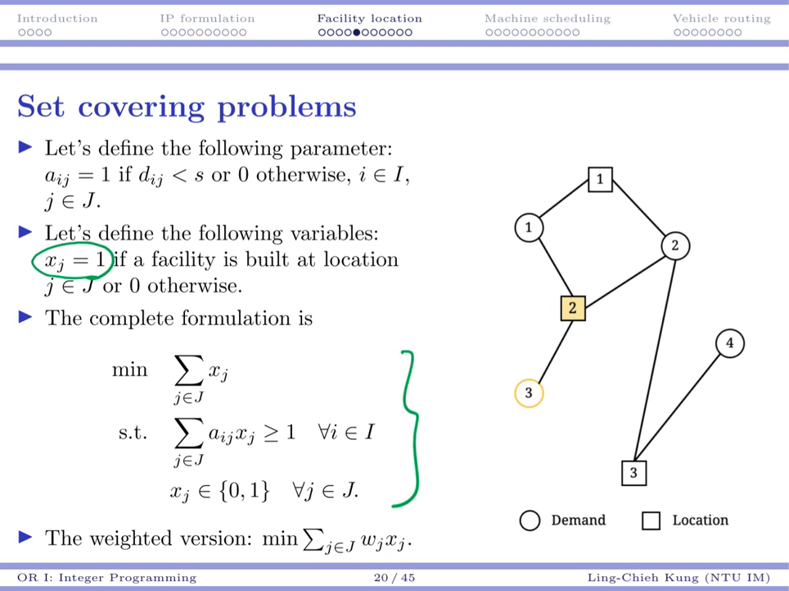Of course, there can be a weighted version where we don't minimize the sum of xj, we minimize the sum of wj xj. In that case, wj may be, for example, the cost of building that facility. So we don't really care about the number of facilities. Instead, we care about the total cost we spend to build facilities. Okay, so that's the set covering problem. Use the most efficient way to cover everybody.